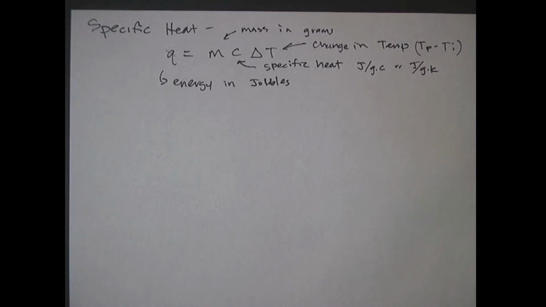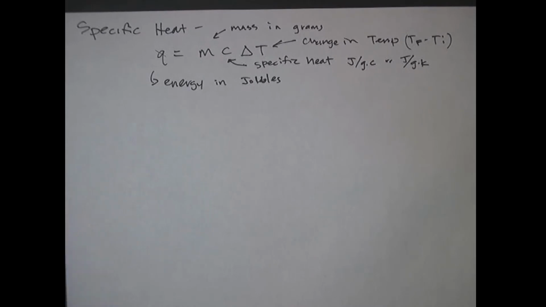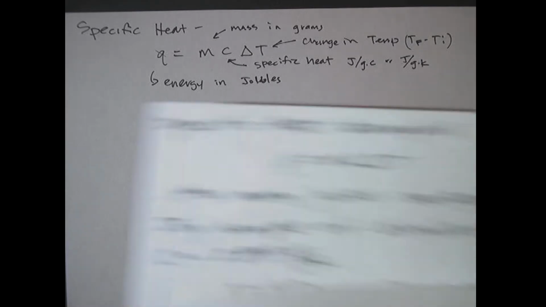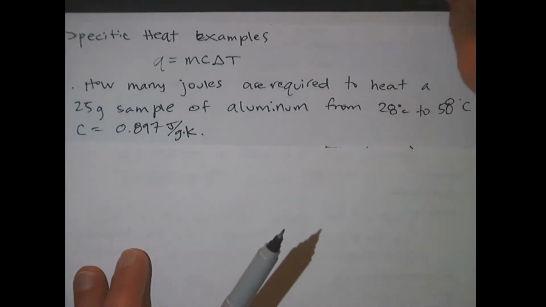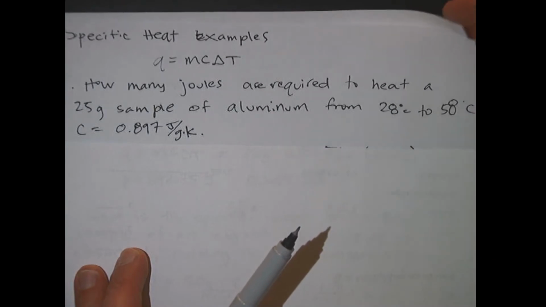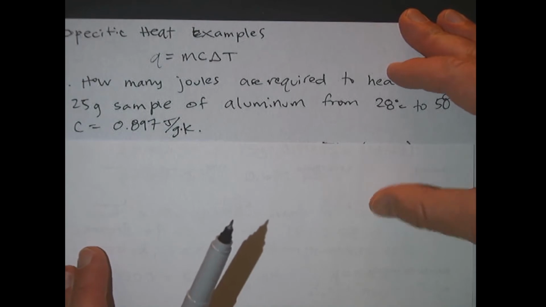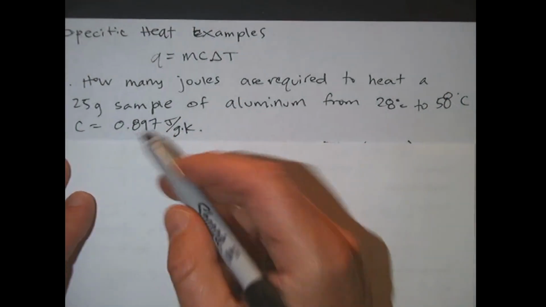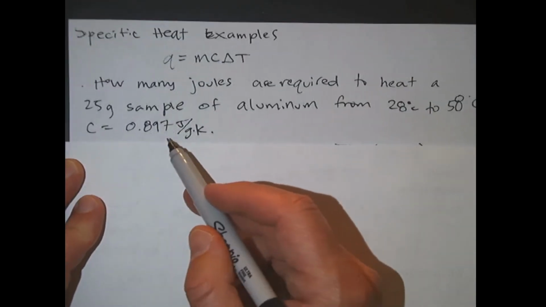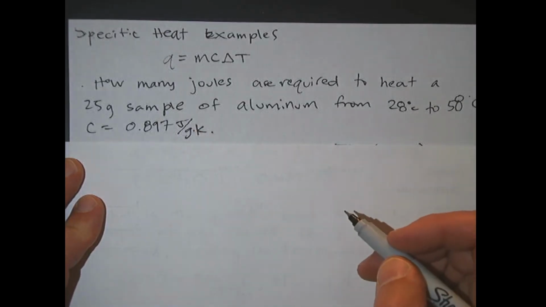So here's 3 common problems you might see for specific heat, and we'll show them to you with the math. Please pause if you need to write some of them out. Okay. So the first one. How many joules are required to heat a 25 gram sample of aluminum from 28 to 58 degrees Celsius? The specific heat of aluminum is listed here at 0.897 joules per gram times Kelvin.